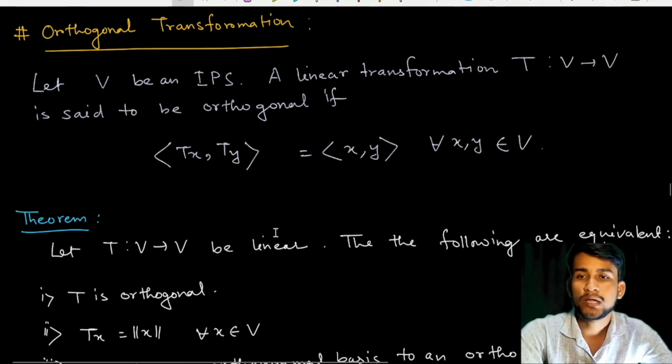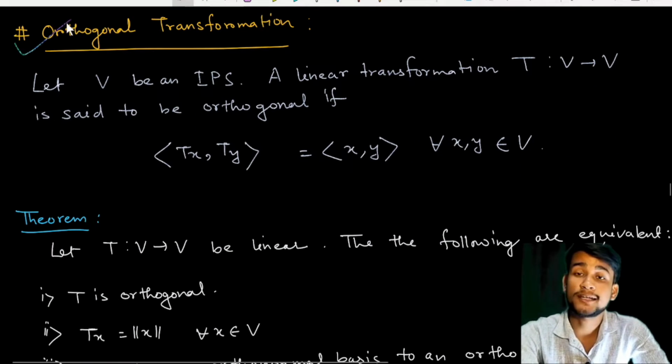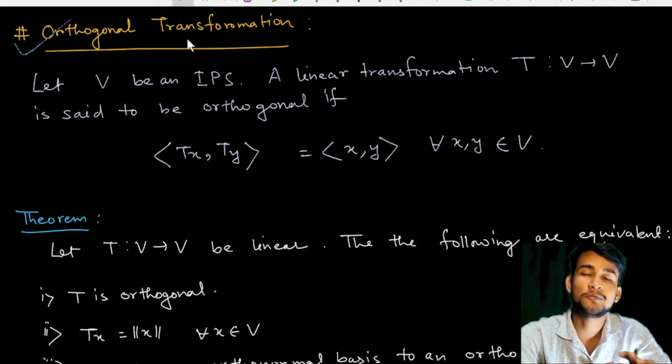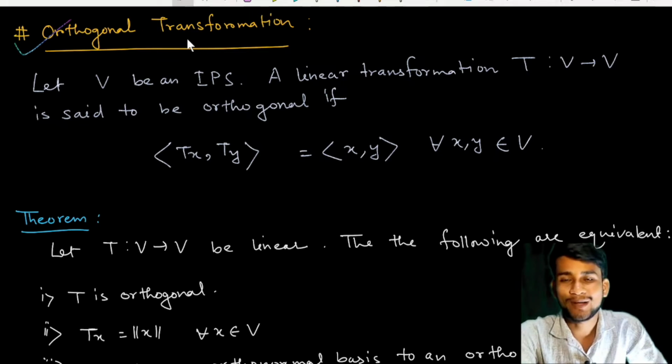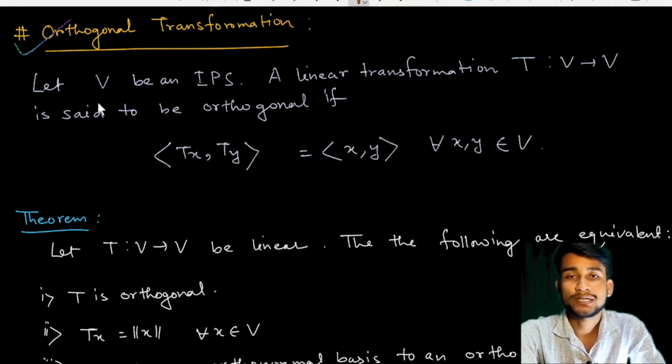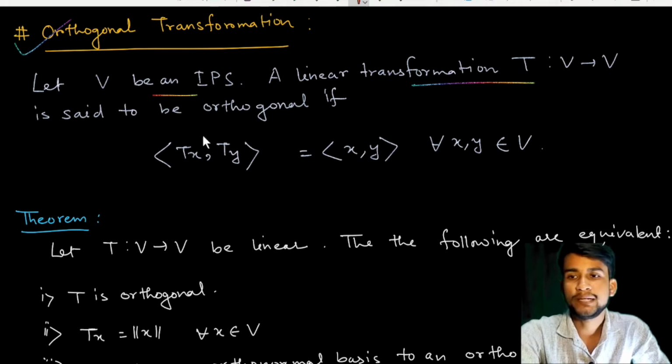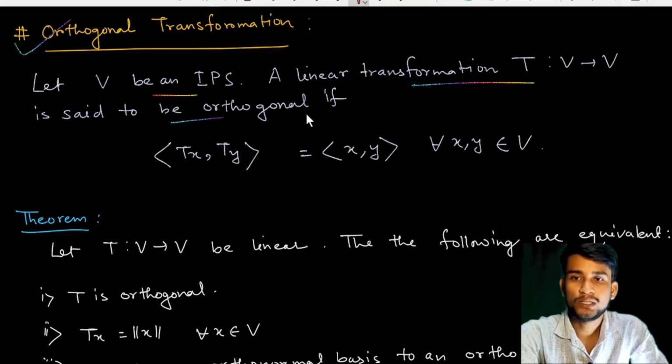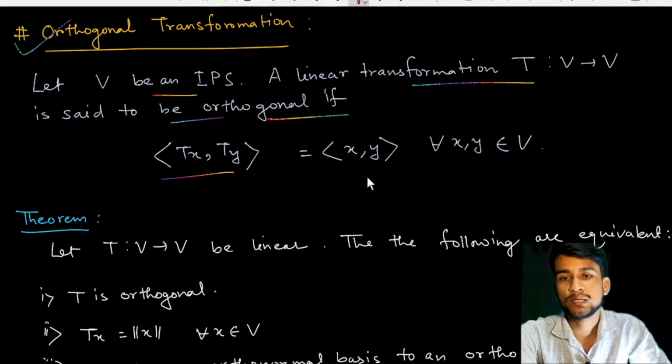And now we come to an important part, orthonormal or orthogonal transformation. This is a big part. I will just write one or two results and the basic criterion, since this is a small discussion, because inner product space is a huge topic. So we just discuss point to point. Let V be an inner product space. A linear transformation T from V to V is said to be orthogonal if (Tx, Ty) equals (x, y) for all x, y belonging to V.